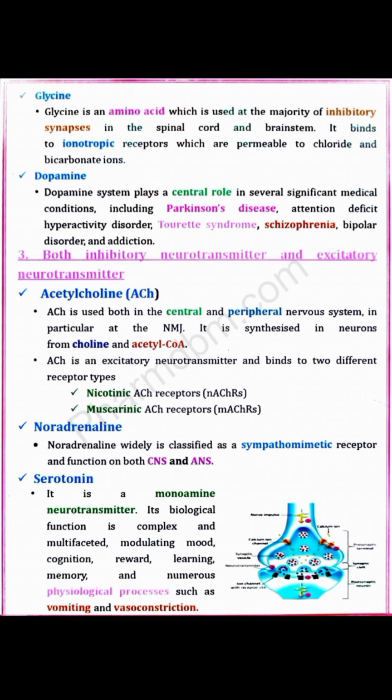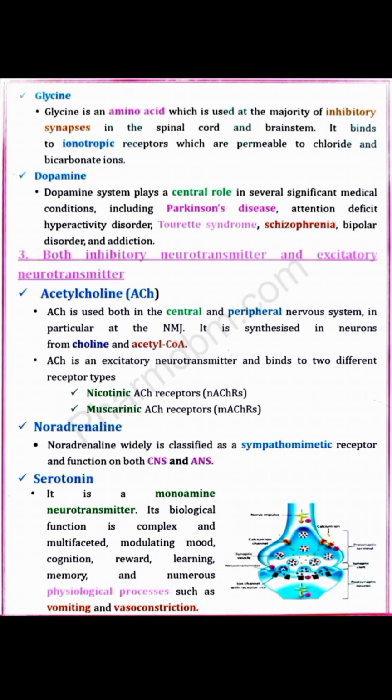Acetylcholine is used in both the central and the peripheral nervous system. In particular at the NMJ, it is synthesized in the neurons from choline and acetyl-CoA. Acetylcholine is an excitatory neurotransmitter and binds to different receptors: nicotinic acetylcholine receptors, muscarinic acetylcholine receptors.